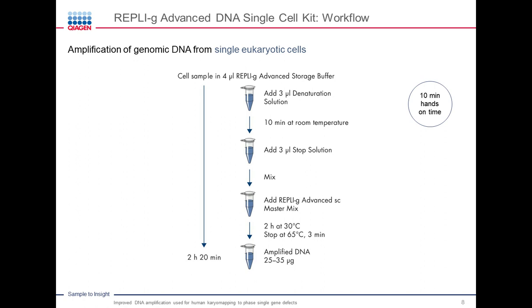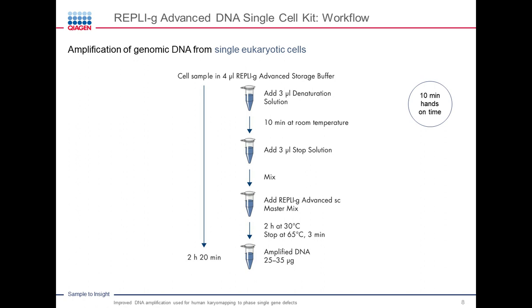This slide shows us the workflow for a collection and amplification of a cell from the beginning to the final REPLI-g reaction. We collect the cell in 4 microliters of our REPLI-g Advanced storage buffer. We add 3 microliters of our denaturation solution, and then we allow that to sit for 10 minutes at room temperature. Following the lysis and denaturation of the genomic DNA, we add 3 microliters of the stop solution.